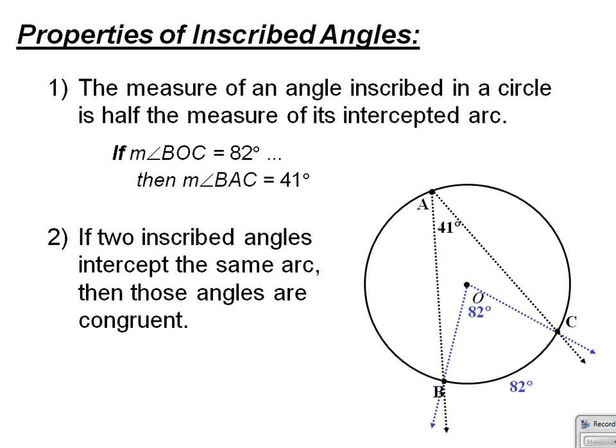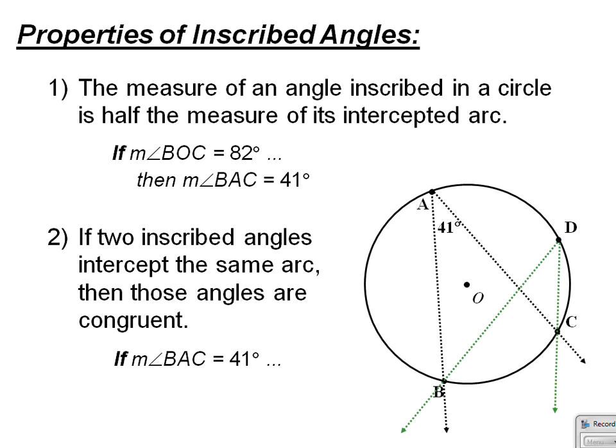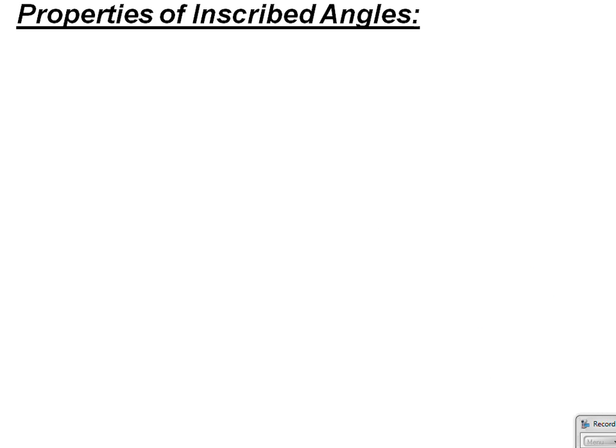Second property of inscribed angles is that if two inscribed angles intercept the same arc, then those angles are congruent. So, for example, here, this inscribed angle CDB also intercepts arc CB, just as angle BAC does. So, again, if angle BAC is 41 degrees, as we established in the last property, then, since angle BDC also intercepts the same arc, angle BDC also has to measure 41 degrees.